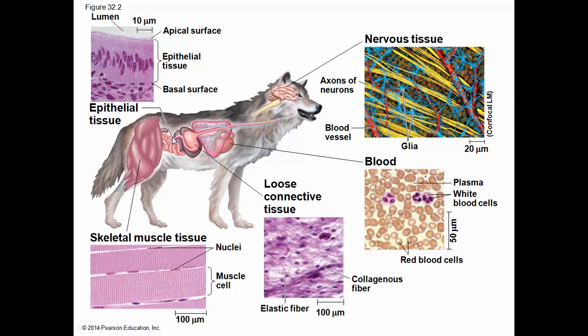When we go into the digestive tract, we're going to go into that in another chapter. That's where the epithelial tissue occurs. So on the inside and the outside of the digestive system, on the outside of the liver and the lungs, all right, epithelial tissue is found all over the place.